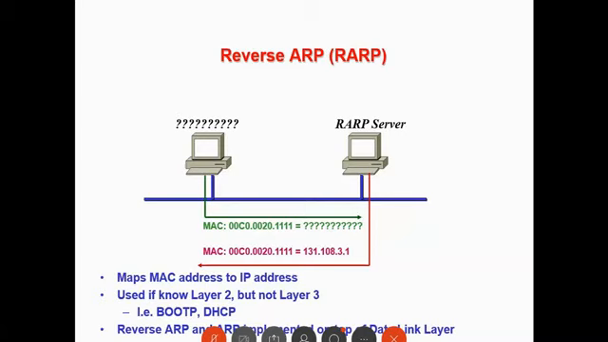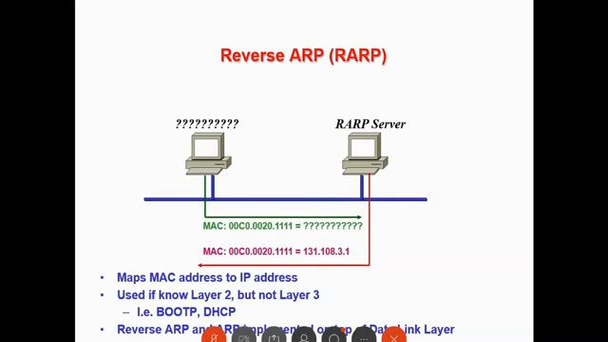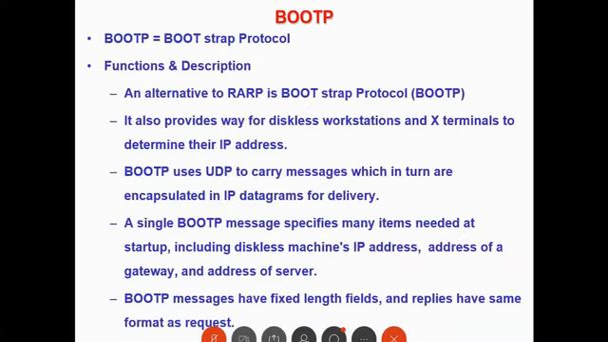It will send a request. There is a server, the RARP server. The reverse address resolution protocol server will say, okay, for this particular MAC address, this is the IP address, and send it back. Then the source will know what its IP is. It maps the MAC address to the IP address, vice versa. This is also called the bootstrap protocol. It functions in a similar way. An alternative to RARP is the bootstrap protocol, which is widely used to find out your address when you don't know it; it will be told to you through a server.